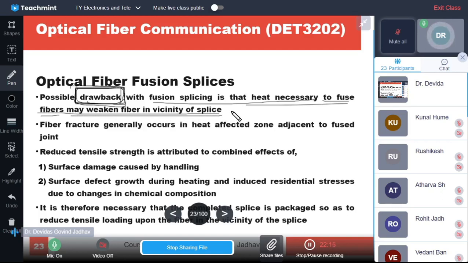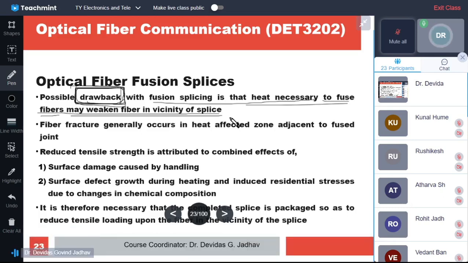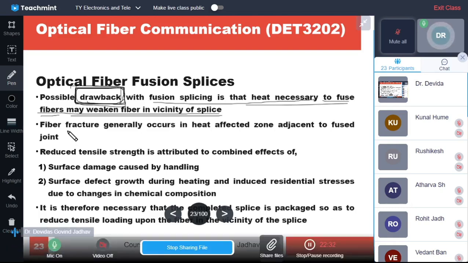Vicinity means close to the splice. So near the joint, near the splicing, the fiber gets weakened. Strength wise, and refractive index wise, distortion or disturbance will be there. And fiber fracture generally occurs in that heat affected zone adjacent to the fused joint.